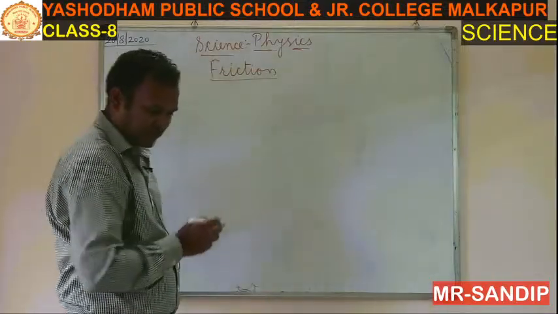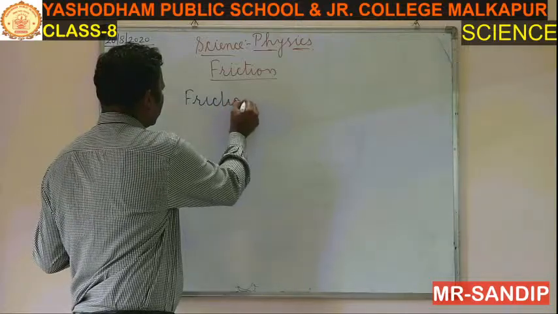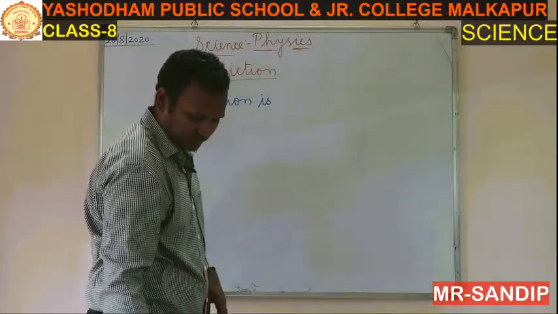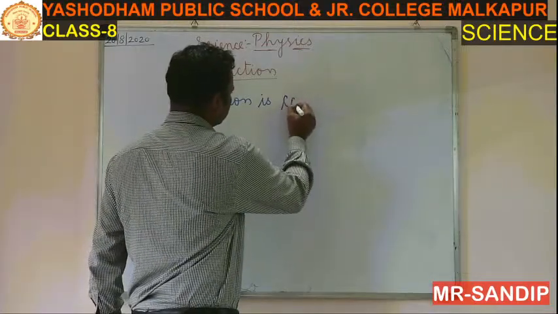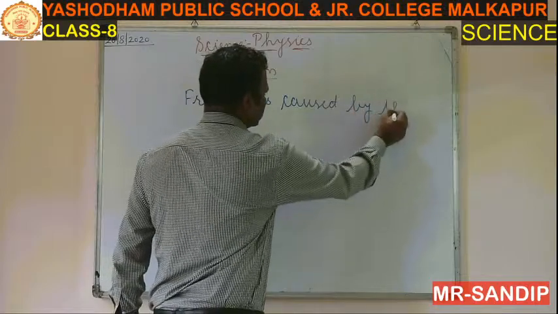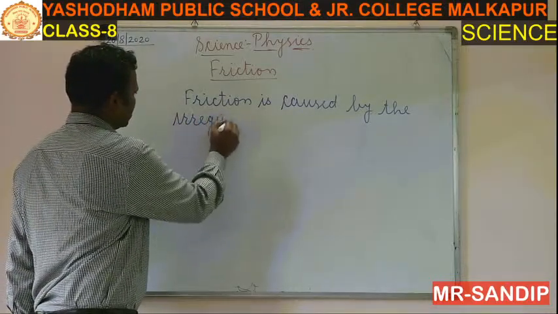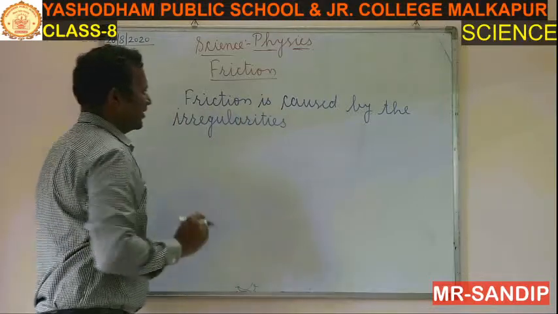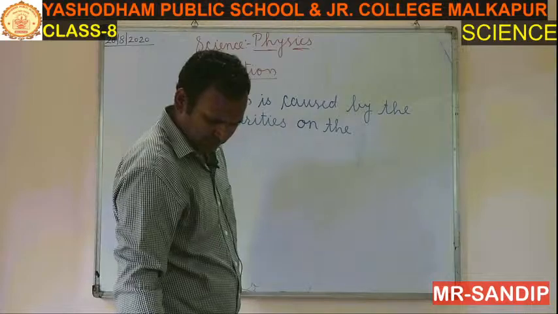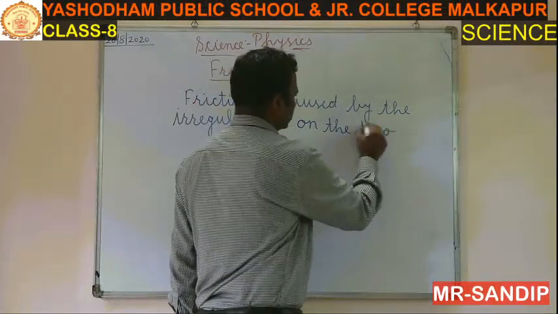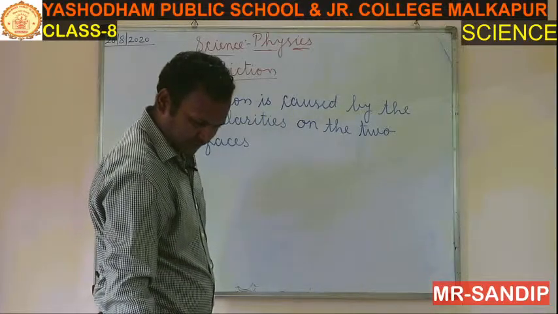Then you have to write the next point: friction is caused by the irregularities on the two surfaces in contact.